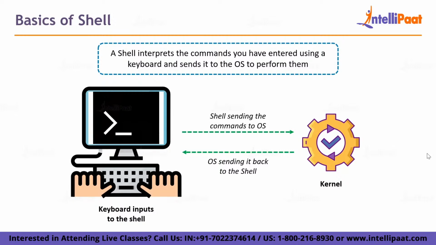Both these entities, shell and kernel, are programs which are running on the operating system. The operating system is what makes the shell and kernel possible. The kernel communicates with the hardware. The shell is the interface between the kernel and the user. What the shell does is interpret the commands which you, as a user, give to the system using the keyboard or the mouse.